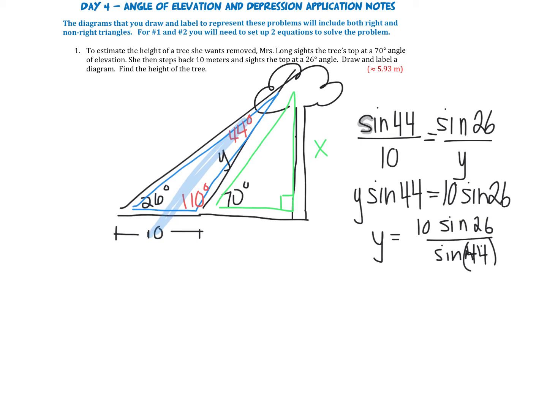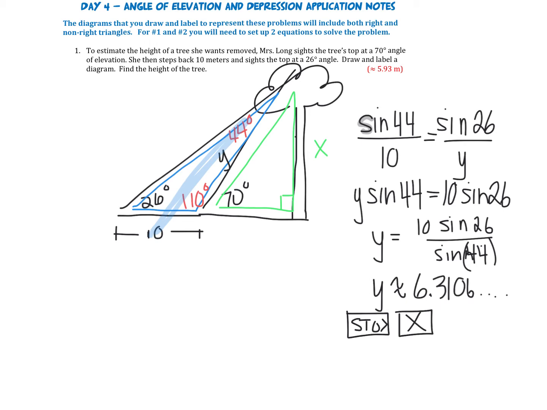Let's see what we get. 10 times the sine of 26 divided by sine of 44. I get that y is approximately, and I'm only writing approximate right here to show you, 6.3106 dot dot dot. I'm not going to use an approximation. So what I do on my calculator, I press store, which has the little arrow, and I'm going to store it to x.